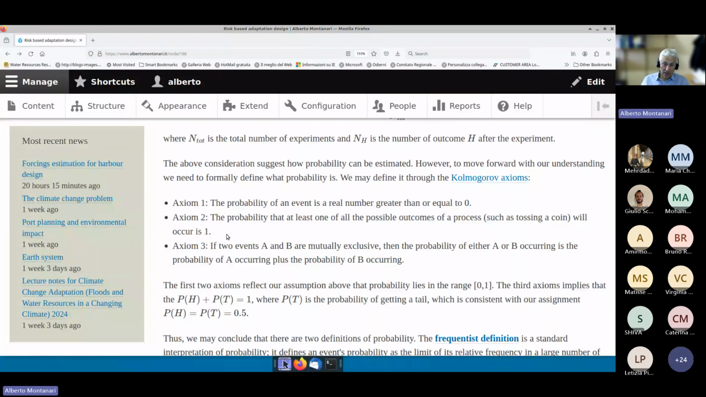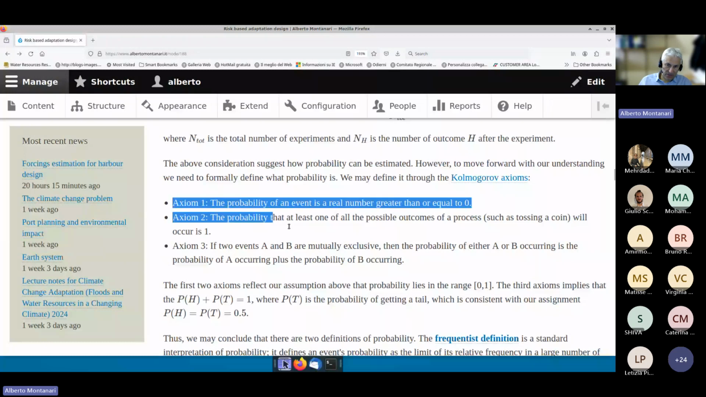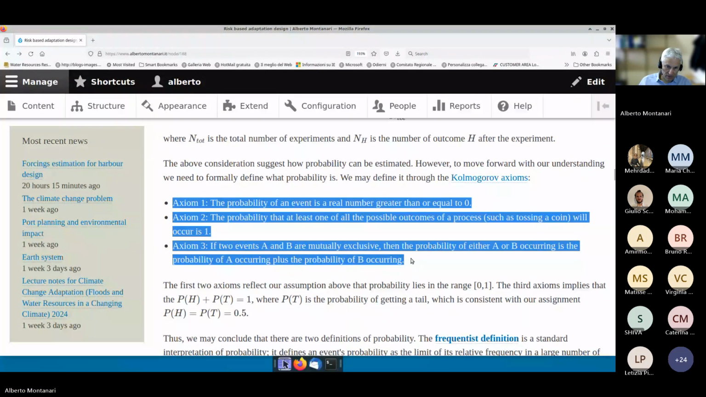The third axiom implies that the probability of a head when tossing a coin plus the probability of a tail is 1, okay? So once again, remember these three axioms. They give a rigorous definition of probability. What does this mean? Whatever you estimate probability, you have to make sure that your proposed estimation method meets these axioms.